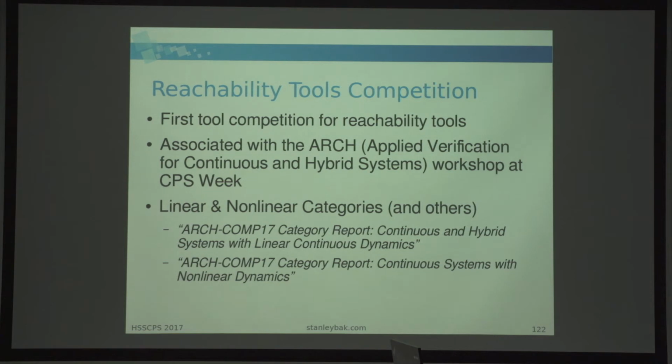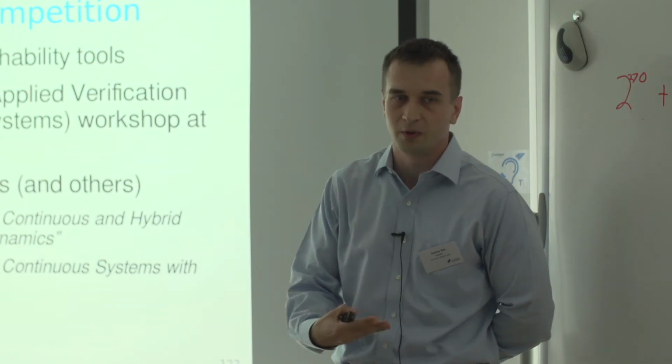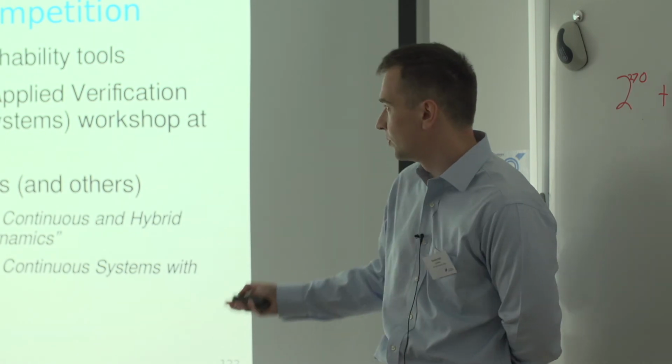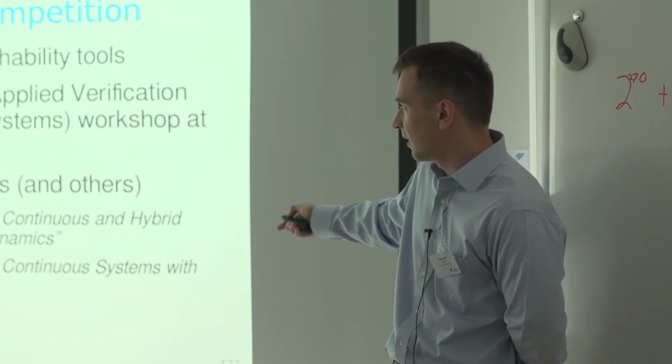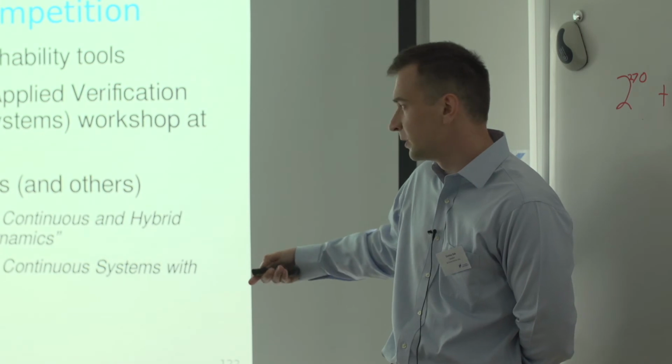There's a reachability tools competition that we started this year. This was trying to compare different tools. It is associated with the ARCH workshop, which is Applied Verification for Continuous and Hybrid Systems, a neat workshop where people can submit either benchmarks or benchmark results. If you have a problem you want to solve but you don't know how to do it, you can submit it to them and maybe other members of the community can look at it. They tried to do a competition this year. It happens at CPS Week, which is in April every year.